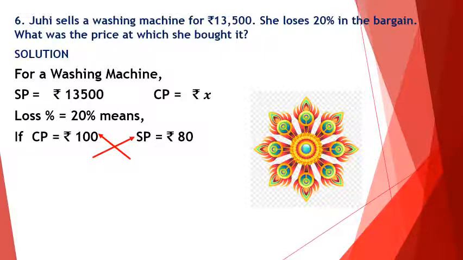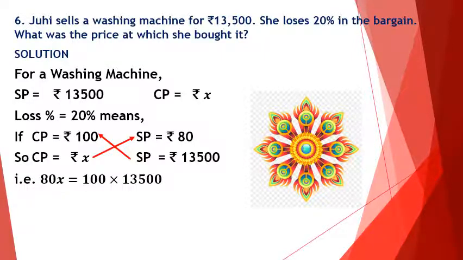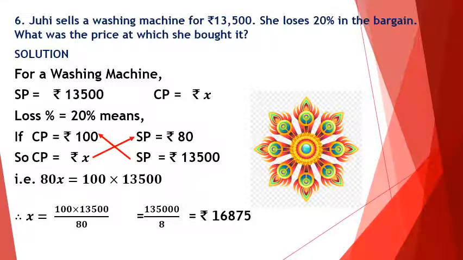Now we can go to our question. What is the CP given here? Yes, it is rupees X. So just below CP, you can write the CP equal to rupees X, and just below SP, you can write SP equal to rupees 13,500. Now you have to do the cross multiplication, that is 80 into X equal to 100 into 13,500, or X equal to 100 into 13,500 divided by 80.